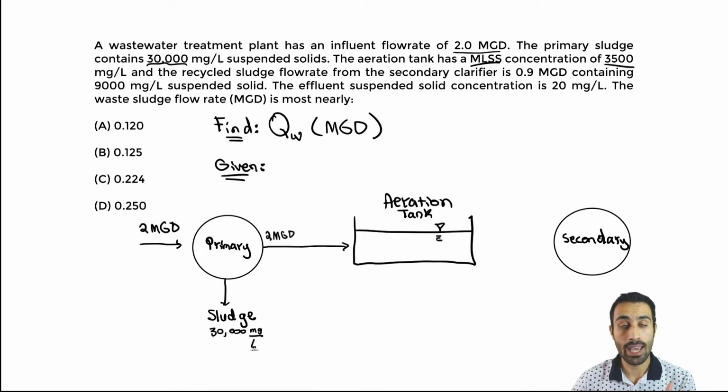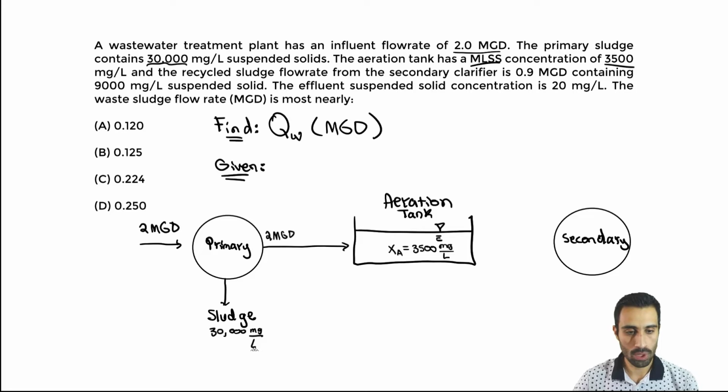So then we're told the aeration tank has an MLSS concentration of 3,500 milligram per liter. So I can denote that as X or XA. I'm going to stick with the FE handbook and call it XA. And note, MLSS is always in the aeration tank. So that's going to be 3,500 milligram per liter, mixed liquor suspended solids. So if you see X or XA, usually it's that. It will be that in the aeration tank.